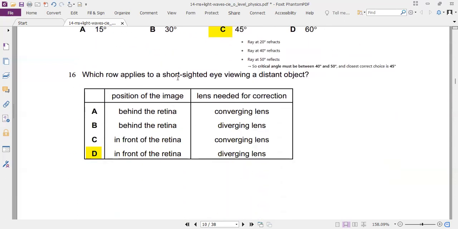Number 16, a short-sighted eye. The position of the image is in front of the retina, not behind the retina. So it is short of the retina. That's why it is called short-sighted. Remember, short-sighted means the image is short of the retina, in front of the retina, not behind. And the lens needed for correction, well, we have to take the image further onto the retina. So we use a diverging lens, which makes the rays go a little bit wider. So they meet at the retina. That's why.